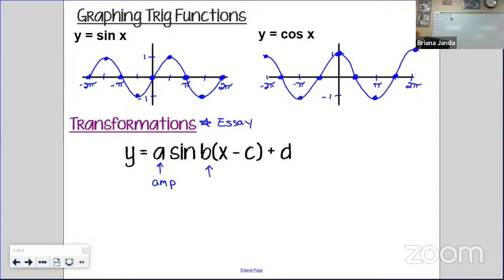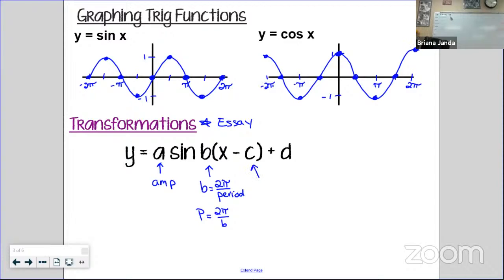B is related to, but not equal to, the period. Remember that B is going to equal 2 pi divided by the period. Always 2 pi divided by. Or that we get the period from taking 2 pi divided by B.